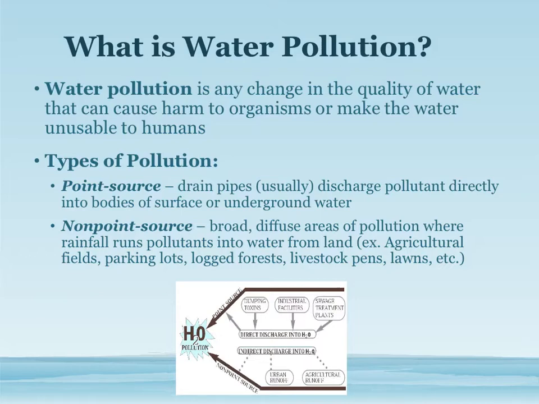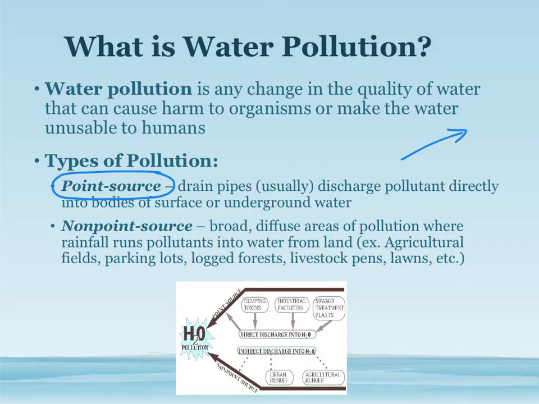There's two types, and I really want to make sure that you focus on these because these are going to be tested for sure. The first is point source. Point source is something that literally I could say, oh, there it is, and point to it. That would be a point source. So it's going to be something that's direct, drain pipes, factory smokestacks where it's coming out directly into the air. Those are kind of examples like that.